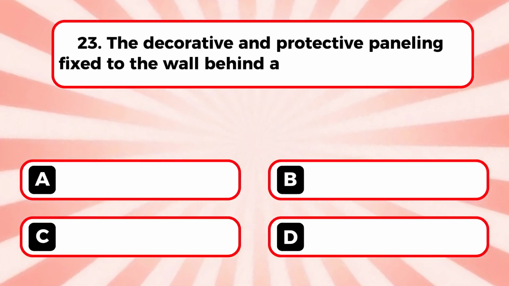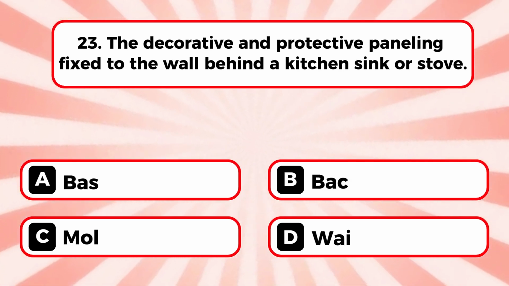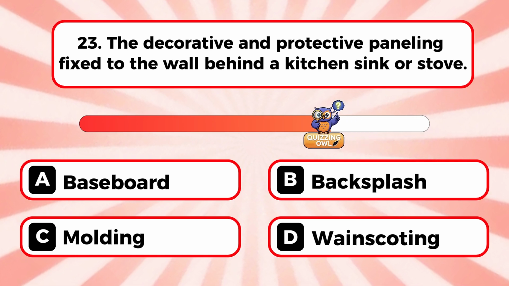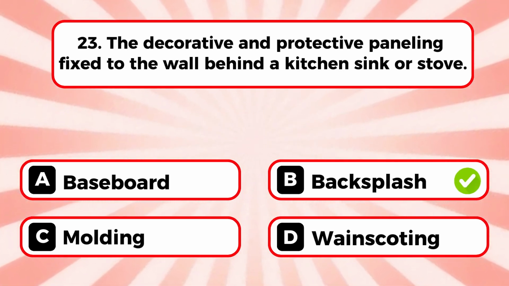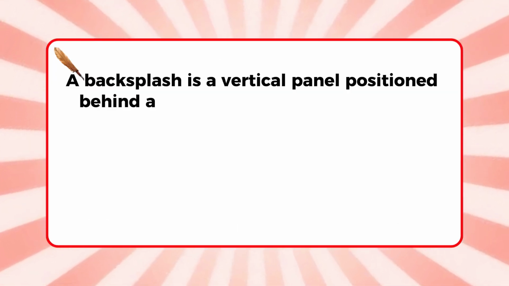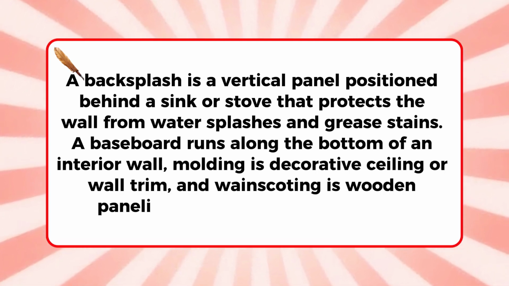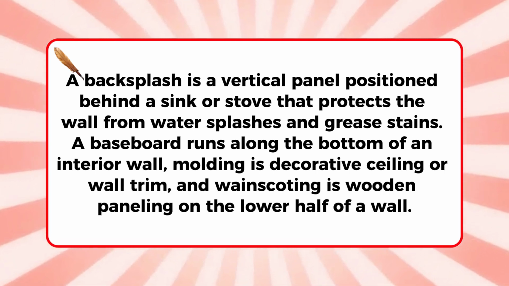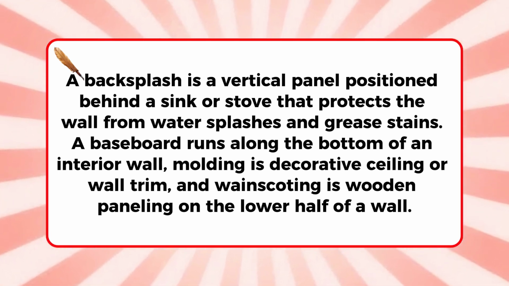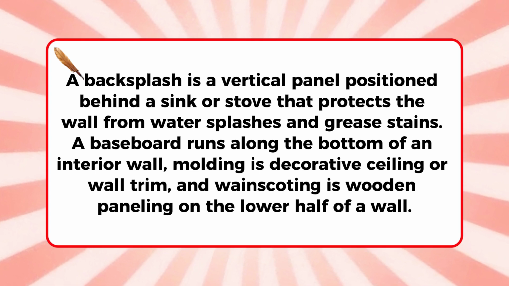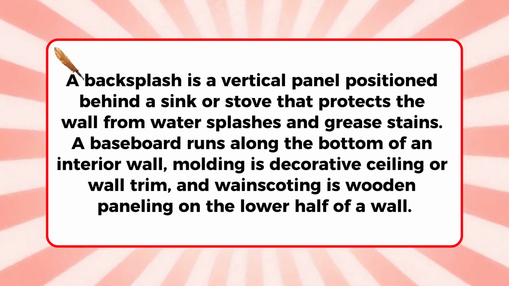23. The decorative and protective paneling fixed to the wall behind a kitchen sink or stove. A backsplash is a vertical panel positioned behind a sink or stove that protects the wall from water splashes and grease stains. A baseboard runs along the bottom of an interior wall. Molding is decorative ceiling or wall trim. And wainscoting is wooden paneling on the lower half of a wall.